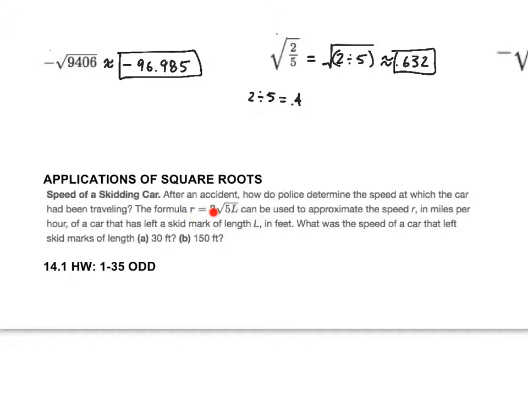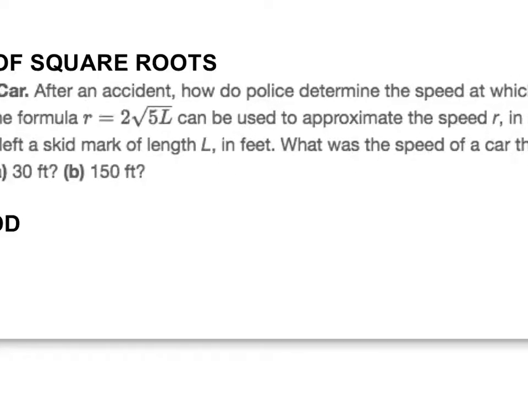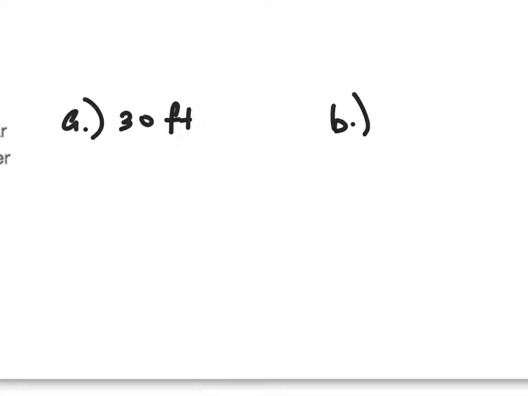R equals 2 times the square root of 5 times L. Can be used to approximate the speed, R, in miles per hour, of a car that has a skid mark of length L in feet. So we want to know what is the speed of the car that left skid marks of a length of 30 feet and then 150 feet. So in part A, okay, I've got 30 feet. In part B, I've got 150 feet.